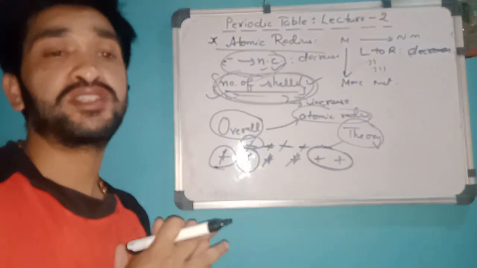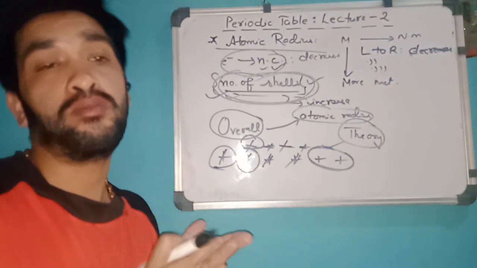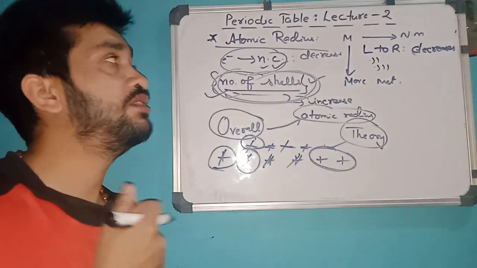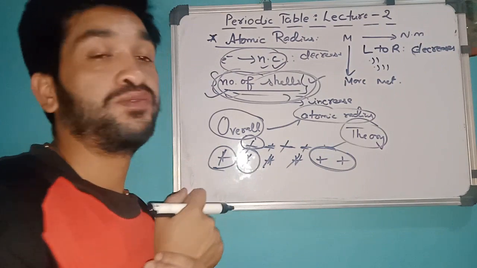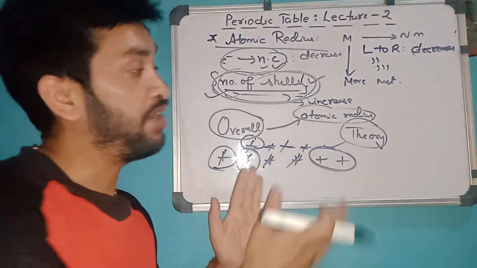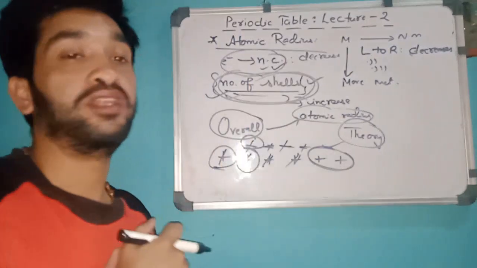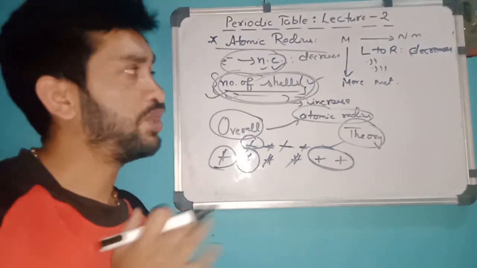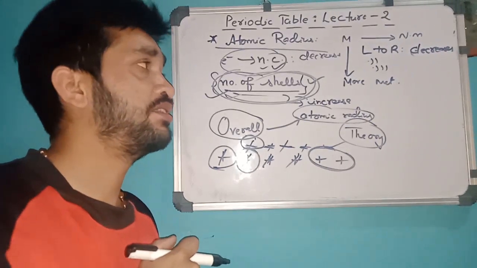So in this video we discussed the trends: first metallic nature and non-metallic nature, then electronegative character and electropositive character, then ionization potential, electron affinity, and last we discussed atomic radius. Why did I take this topic last? Because there was much to explain about the atomic radius trend. So I hope you have got enough clarification regarding the trends.